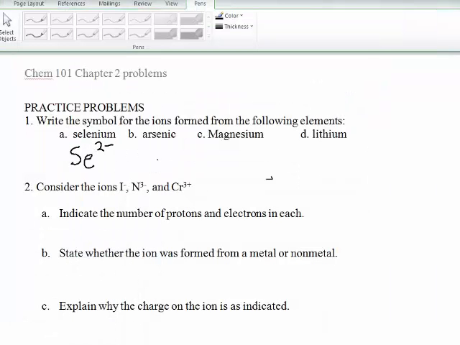So we're going to write arsenic, again, As, 3 minus, to become like the noble gas krypton.